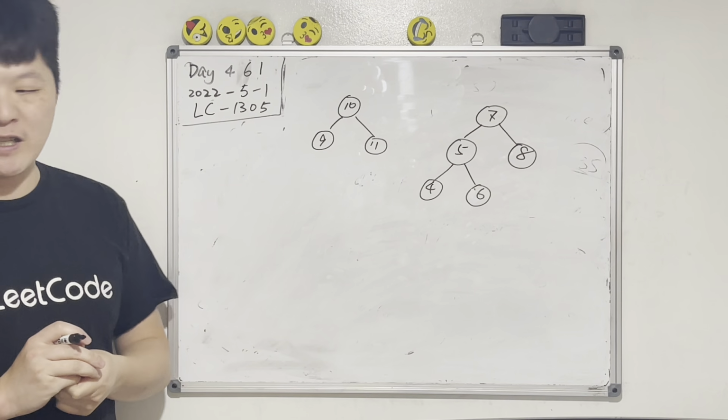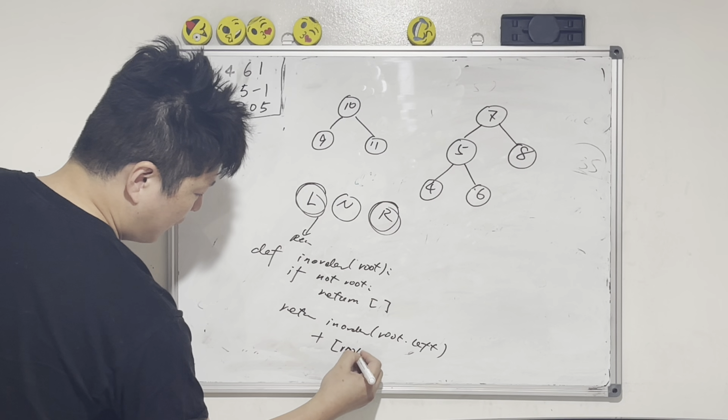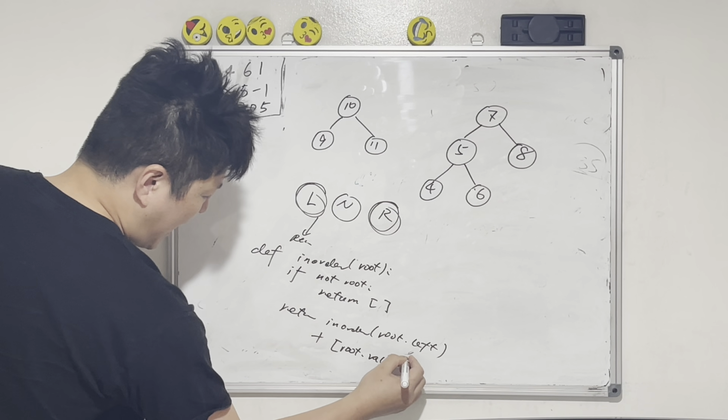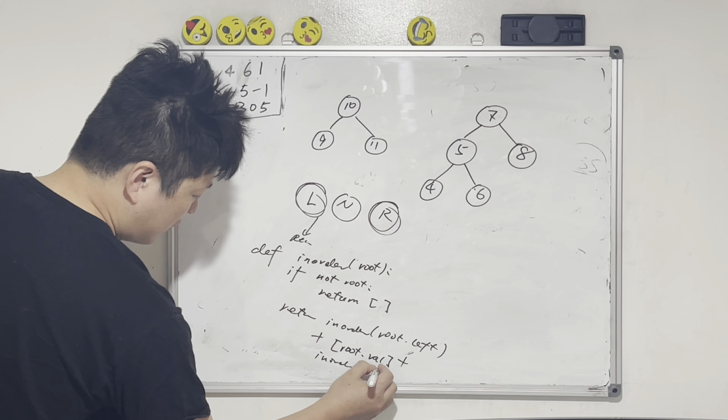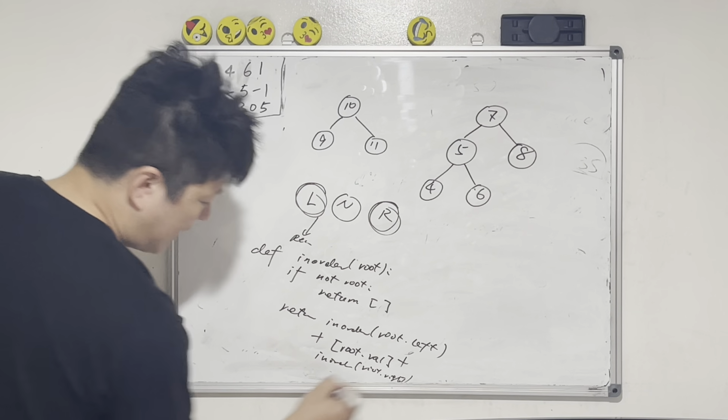How do you implement the in order? Define in order, root, yeah? So if it's empty, we just return an empty list. Otherwise, we return in order root left plus root value plus in order root right. Right? Yeah, this is very trivial.